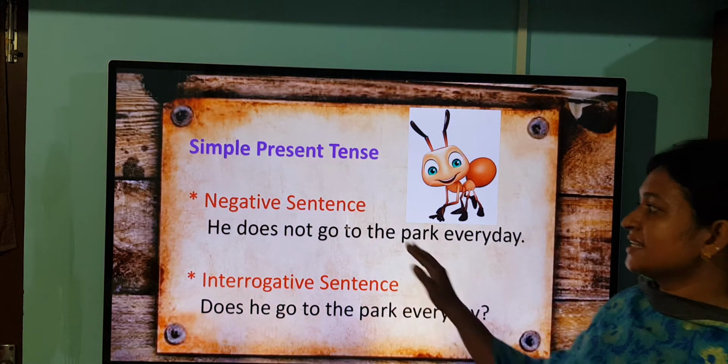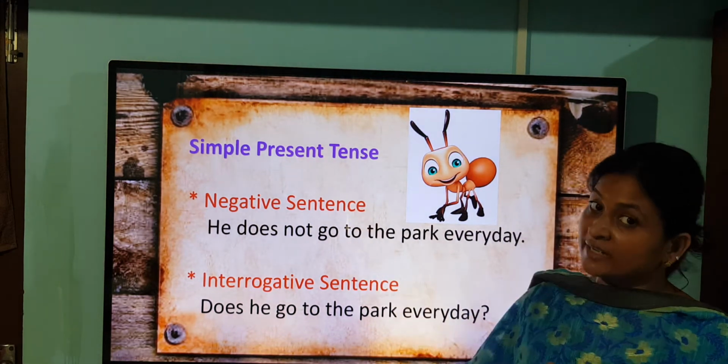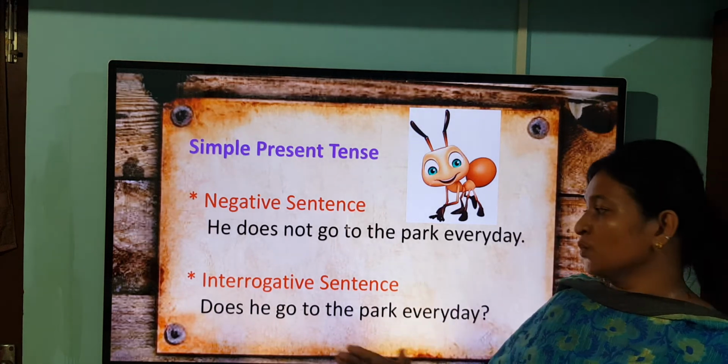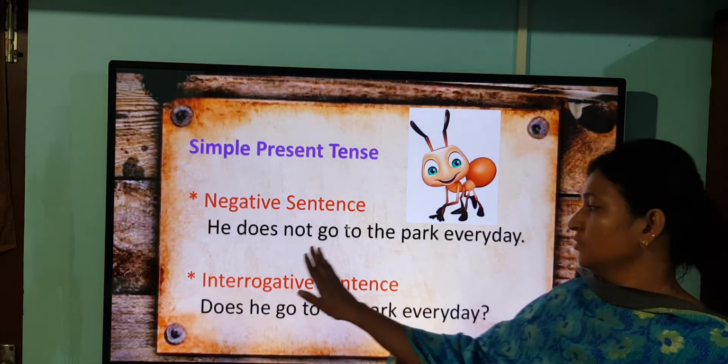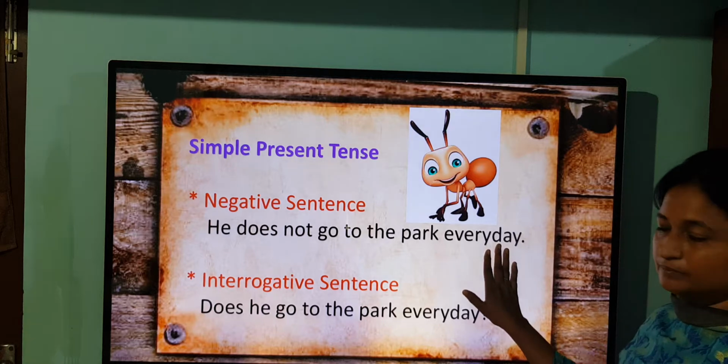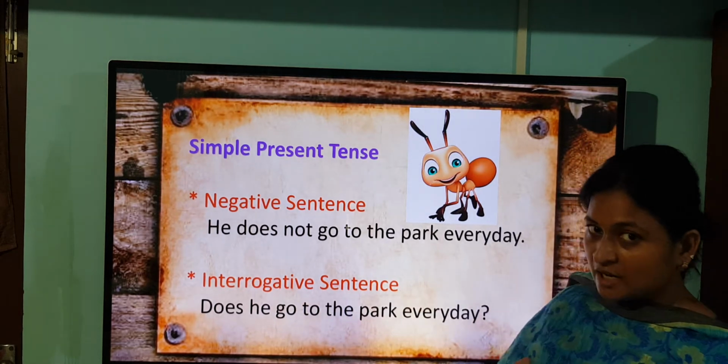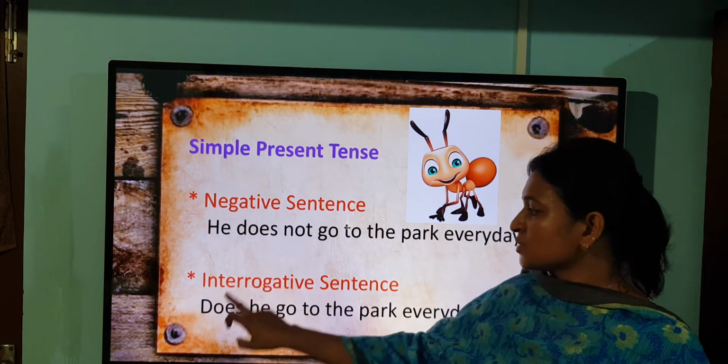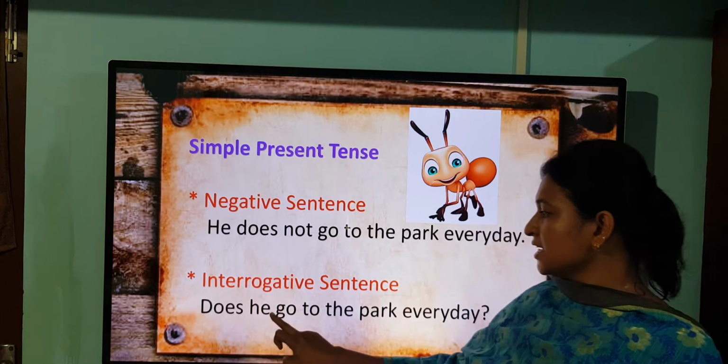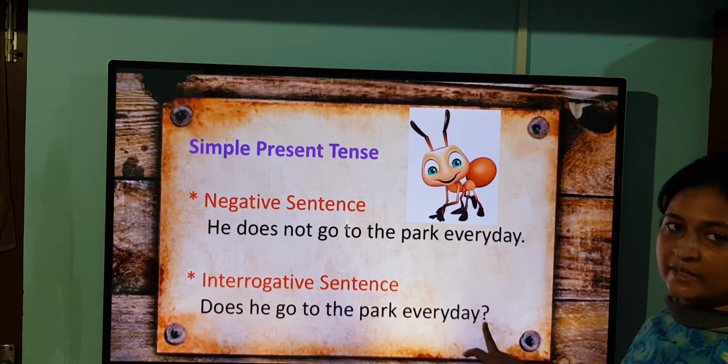The tree seems to touch the sky. Now simple present tense in a negative sentence. You know negative means whenever you use the word not. He does not go to the park every day. Interrogative, asking a question. This does will come in the beginning. Does he go to the park every day? And a question mark.